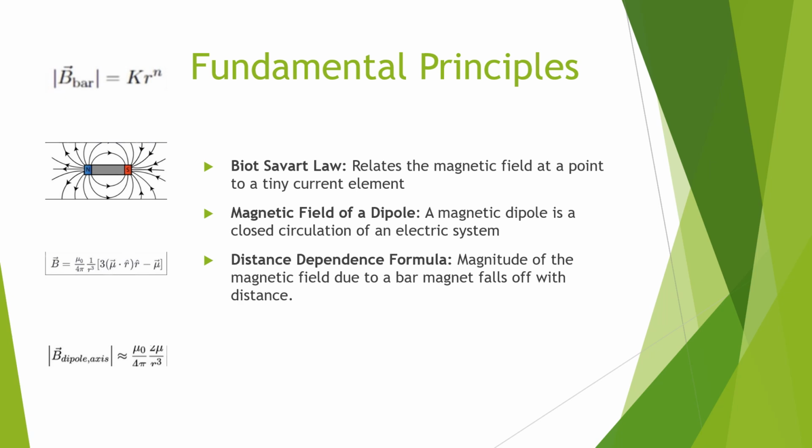So the absolute value of the magnetic field of the bar is going to be K r to the n, and then that whole formula is the magnetic field of the dipole, and the dipole on the axis is going to be that formula.